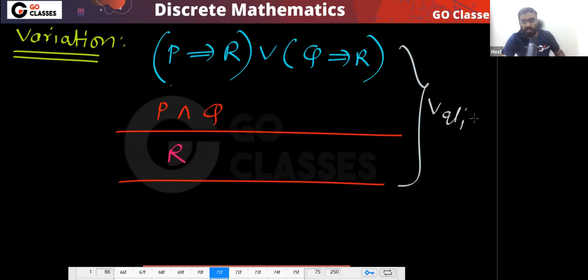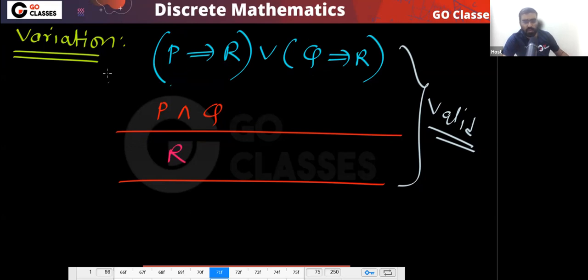See, intuitively, you can see this is valid, because I am saying that either P will imply R or Q will imply R. At least one of them, P, Q, will imply R. There is P, there is Q. Now both are happening, then definitely R will happen. So this variation is valid.